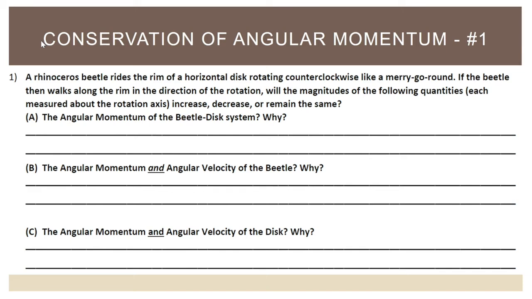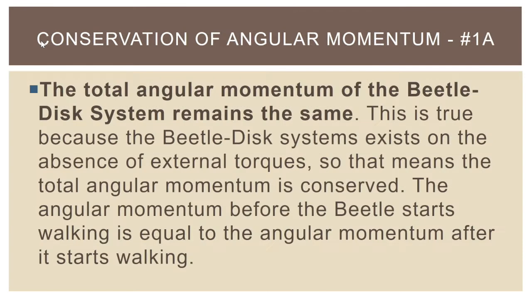So for 1A, it's asking you here about the angular momentum of the beetle disk system, and that's a crucial piece of information. The reason why it's a crucial piece of information, of course, is because the total angular momentum of the beetle disk system specifically remains the same. This is true because the beetle disk system exists in the absence of external torques. So that means the total angular momentum is conserved. The angular momentum before the beetle starts walking is equal to the angular momentum after it starts walking.